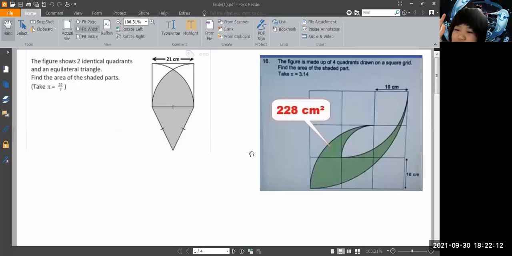So I have a question. Can you try to predict what is going to come out for PSLE?